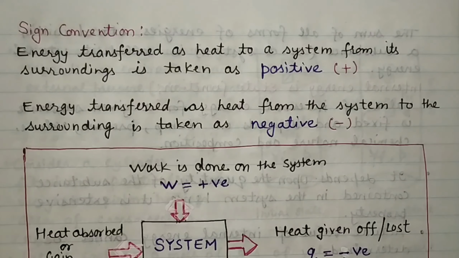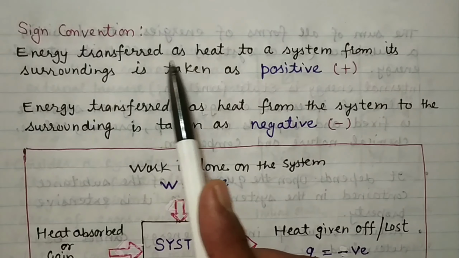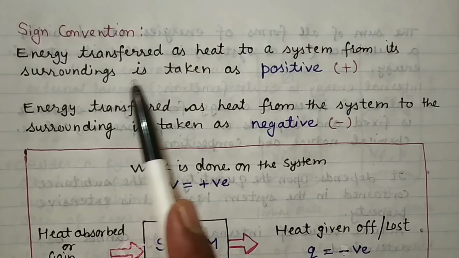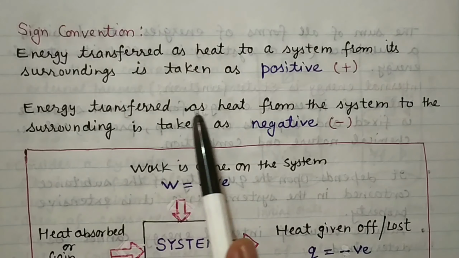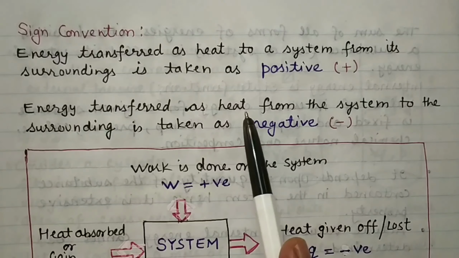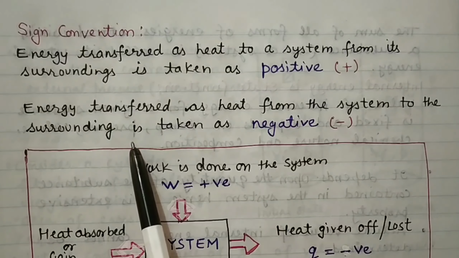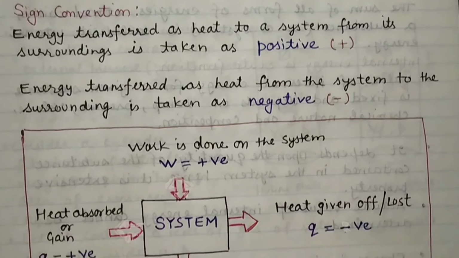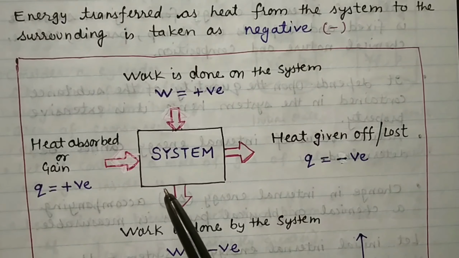So in sign convention, if energy is transferred as heat to a system from its surroundings, it is taken as positive. And if heat energy is transferred from the system to the surroundings, that will be taken as negative. From this chart you can easily understand what is going to happen.